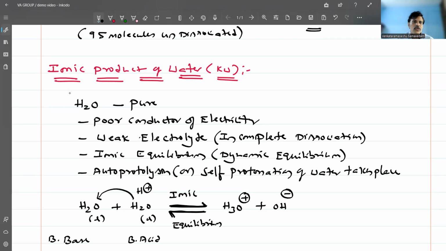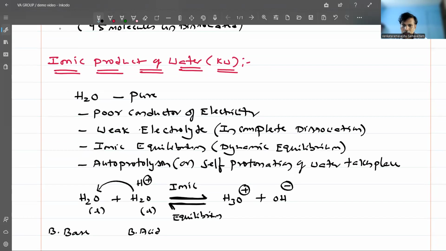If I want to know about the ionic product of water, 100% we must know what ionic equilibrium is. Based on the ionic equilibrium, I will connect this concept to the law of chemical equilibrium. Then I have to take a derivation or expression for the ionic product of water from the law of chemical equilibrium or equilibrium constant.